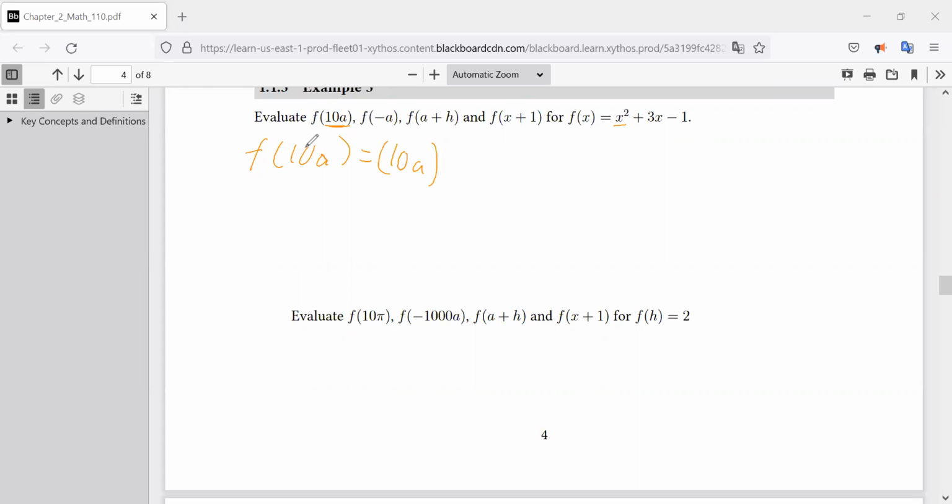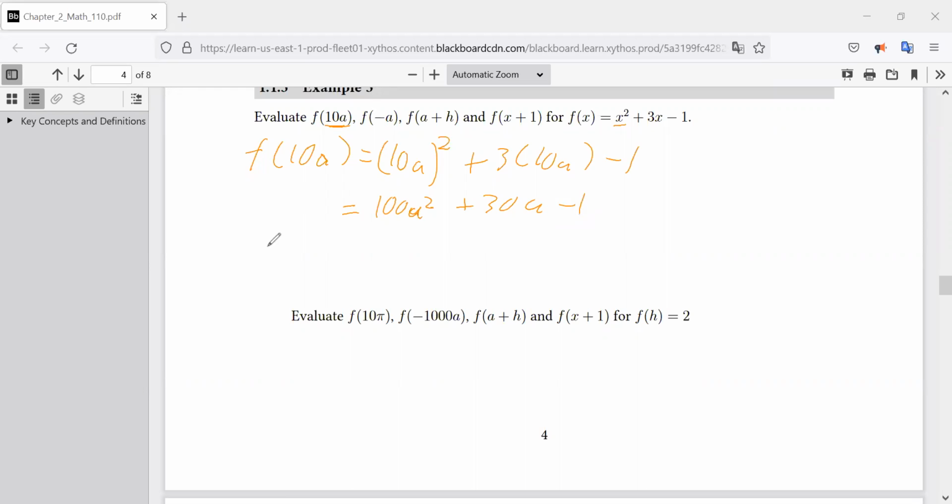So for this guy right here, we have x squared, so that's going to become 10a all squared. And then plus 3x, that's going to be plus 3 times 10a. And then minus 1 is just minus 1. So if I do this out, it becomes 100a squared plus 30a minus 1. And that's how that ends up. Does that make sense to people?